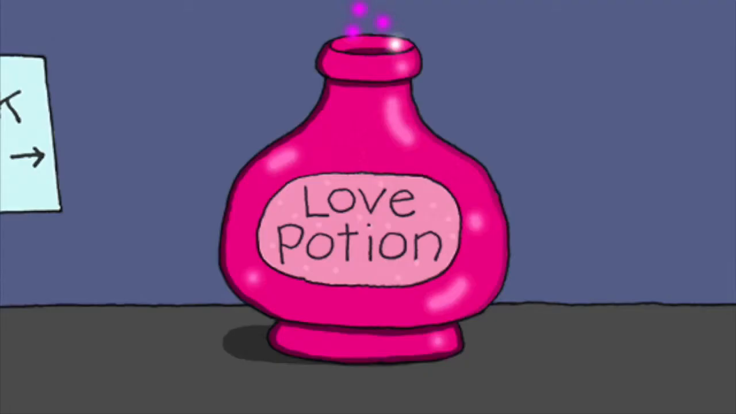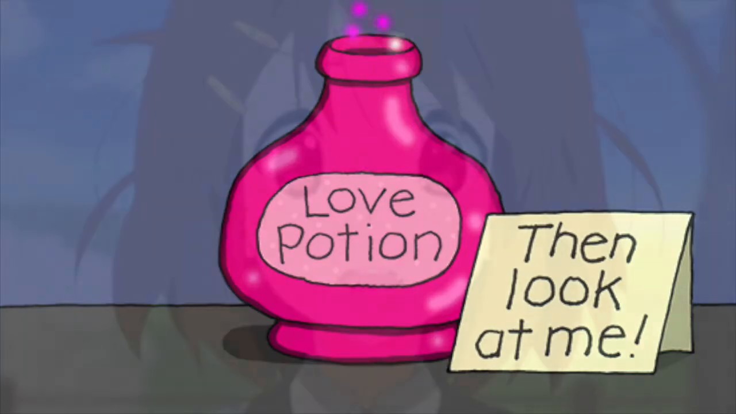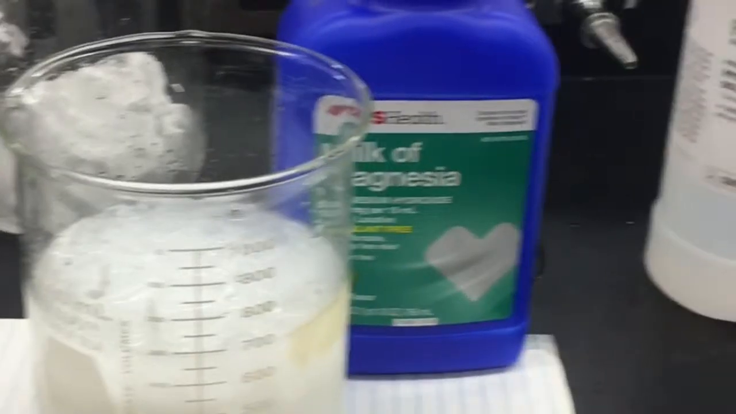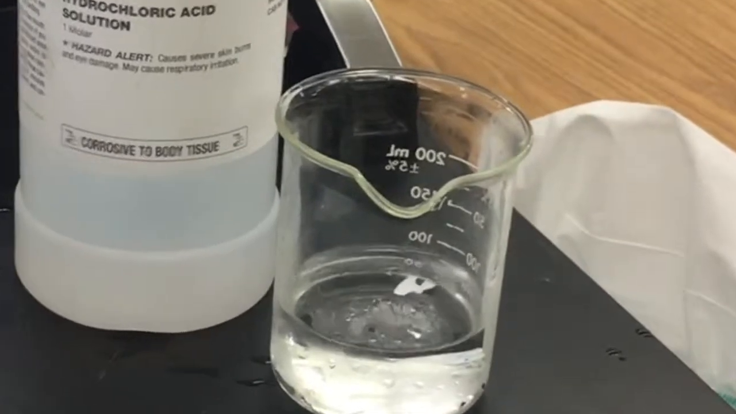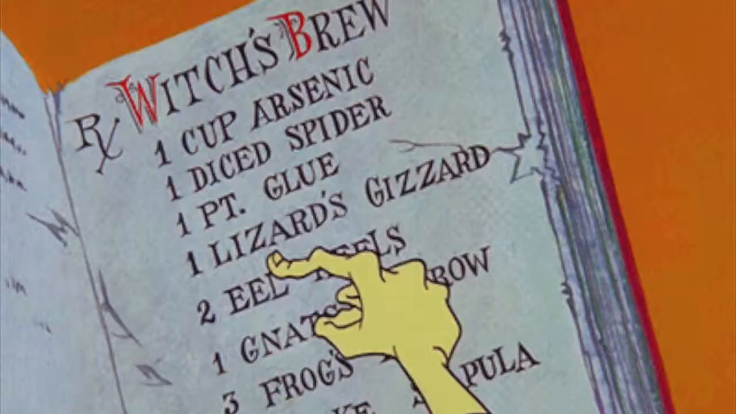The love potion will be made using ingredients such as milk of magnesia, universal indicator to evaluate pH level, 1 molar HCl, a large beaker, a stirring stick, ice, and a camera for documentation.